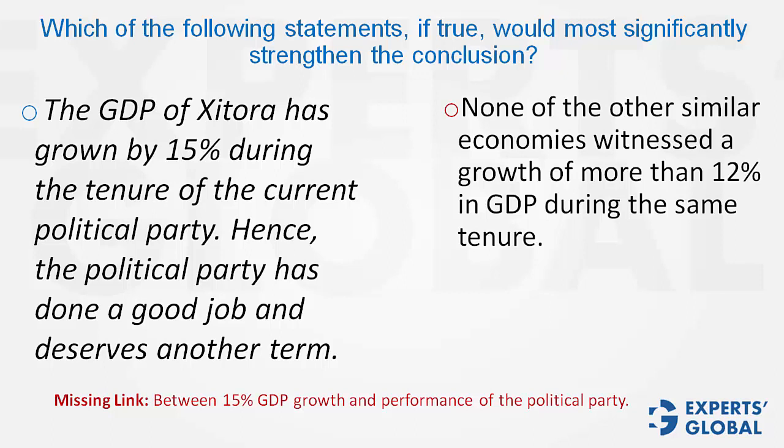In this case, the answer choice is not an extrapolator, because before drawing the comparison of 12% and 15%, the argument has drawn an analogy by suggesting similar economies. So if other similar economies did not grow by more than 12% and this economy grew by 15%, this answer choice is also strengthening the conclusion by bringing in additional relevant information. This is also a very fine strengthening statement.